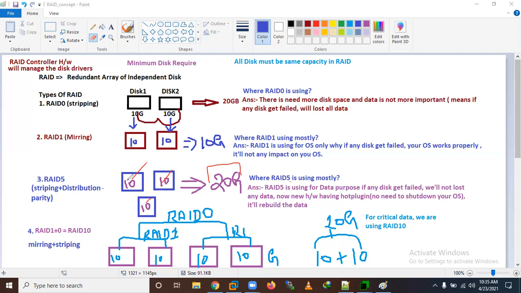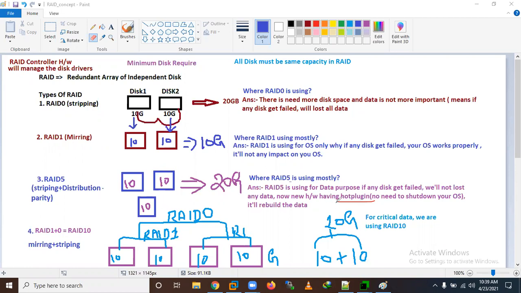Hot plug-in means like our pen drive, right? We use a pen drive and insert it into our laptop or server, and after inserting we use the pen drive data, like copy, paste or delete. That is called a hot plug-in. You don't need to shut down your operating system to use any hardware. Same like that, we are doing a hot plug-in here, in RAID 5.